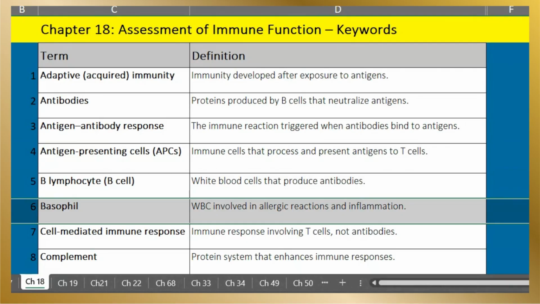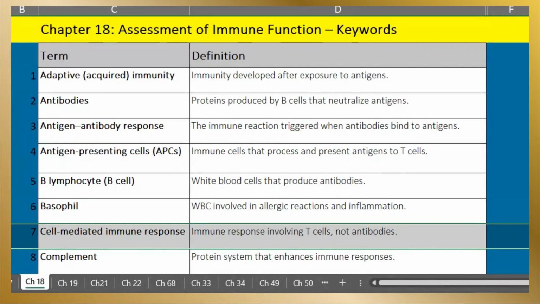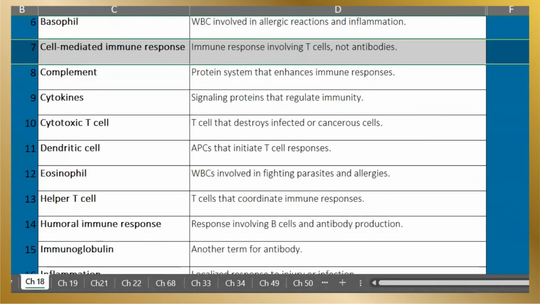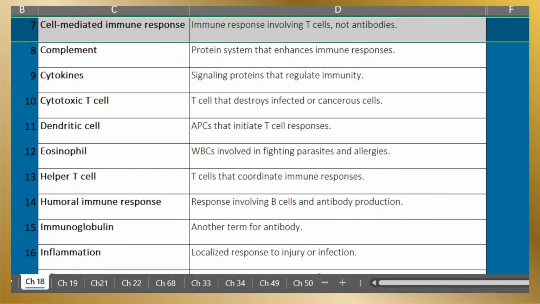Basophils are white blood cells involved in allergic reaction and inflammation. They release histamine during anaphylaxis. Then we have the cell-mediated immune response. It's the immune response involving T cells, not antibodies, used to fight viruses like HIV.